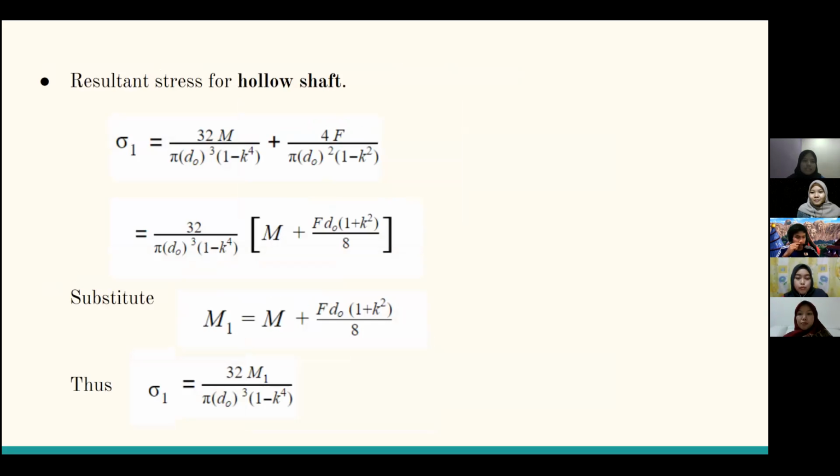Okay, so this is the resultant stress for hollow shaft. So this is the basic yield stress. When we rearrange the equation, we will get the final resultant stress for hollow shaft, which is yield stress equal to 32 bending moment over pi outer diameter cubed times brackets 1 minus k to the power of 4. Okay, next.